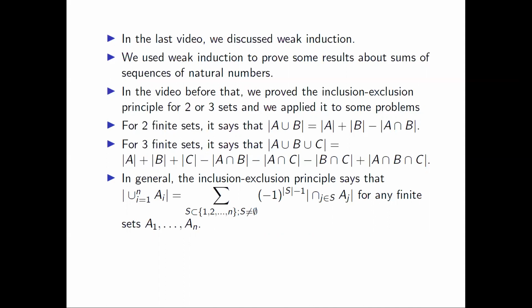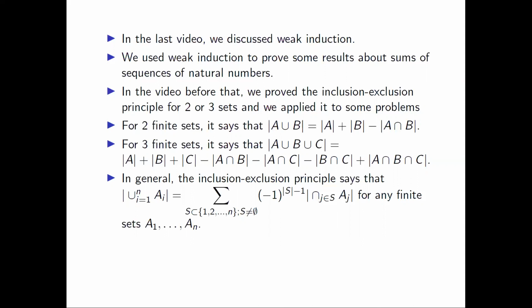To state the inclusion-exclusion principle in full generality, we can say that the cardinality of the union of any n finite sets, A1, A2 up to An, is equal to the sum over non-empty subsets S of the integers 1, 2 up to n of -1 to the cardinality of S minus 1 times the cardinality of the intersection over all j in S of the Aj's.